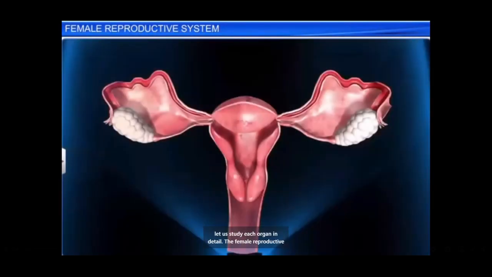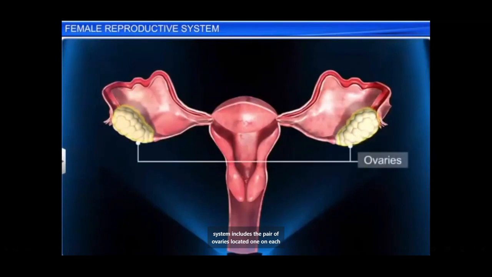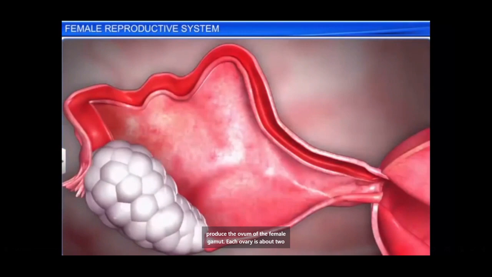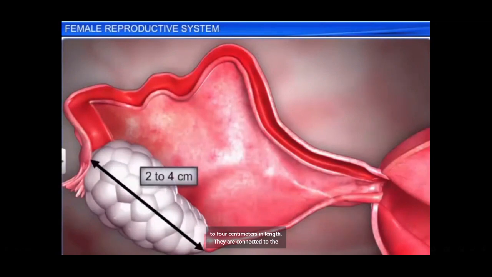The female reproductive system includes the pair of ovaries, located one on each side of the lower abdomen. They are the primary sex organs, as they produce the ovum, the female gamete. Each ovary is about 2 to 4 centimeters in length. They are connected to the pelvic wall and the uterus by ligaments called mesovarium.